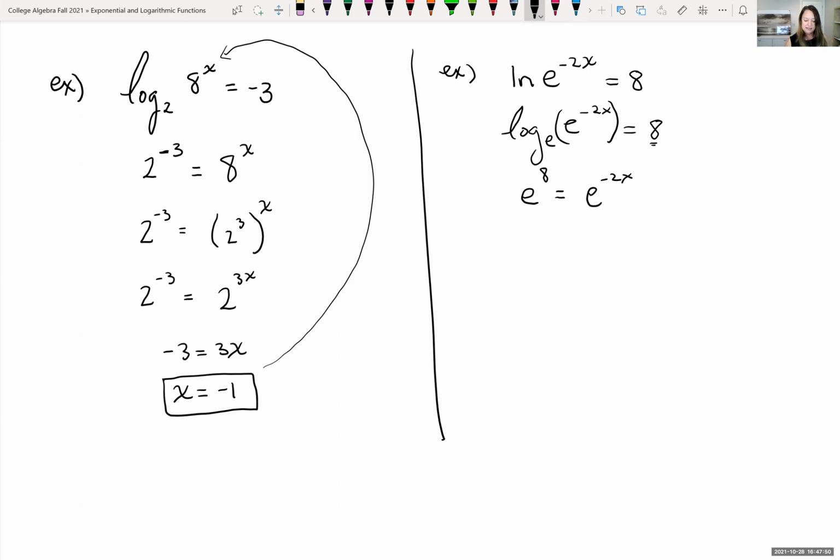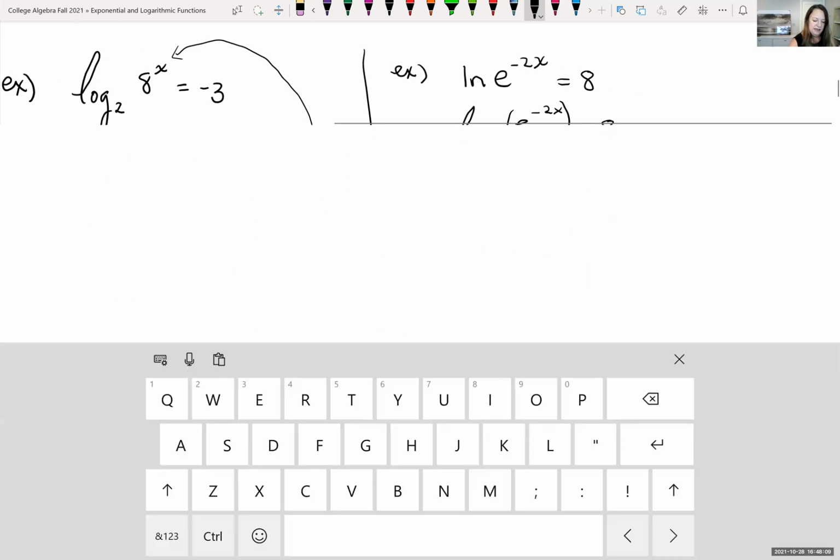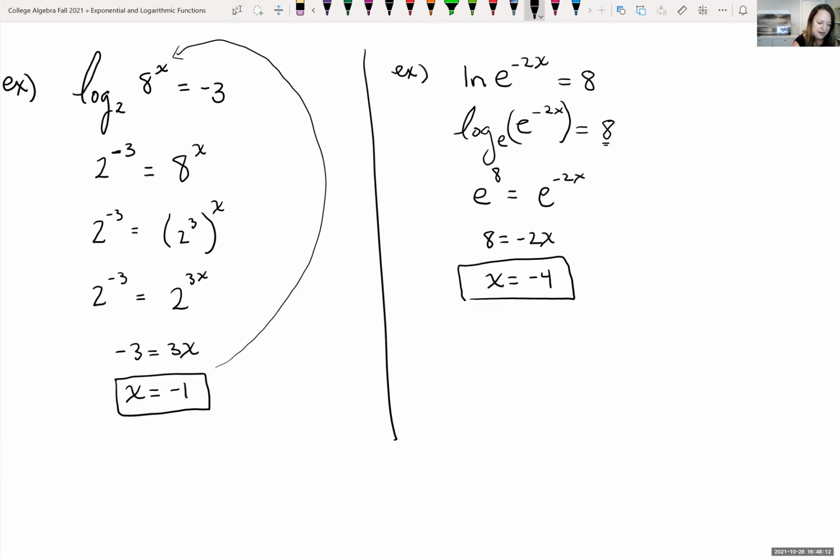So notice we have the same base in our exponential equation, so we can set our exponents equal to each other, and we have 8 equals negative 2x. Divide through by negative 2, we get x is negative 4. If you had seen what I was talking about before, you should know that the natural log of e to the negative 2x is just negative 2x. Negative 2x equals 8. If I divide both sides by negative 2, I get x is negative 4. We'll talk about that property next week.